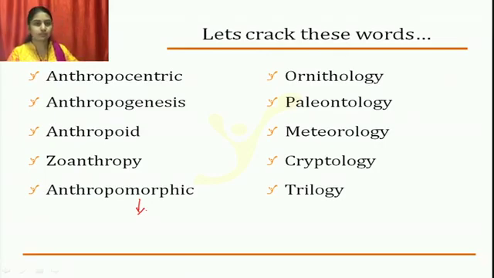Anthropocentric. Anthropo is human. Centric, centered. Anthropocentric society, human-centered society. Everything in the society is focused around the humans. Human beings are the center. Anthropocentric society, that's what we would say. Human-centered.